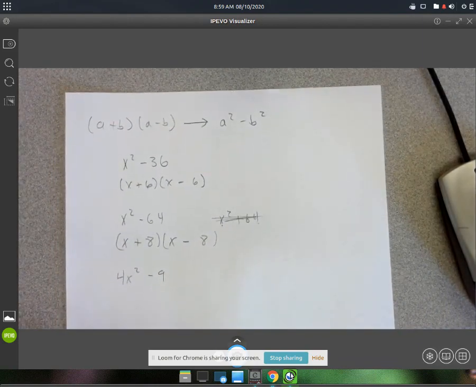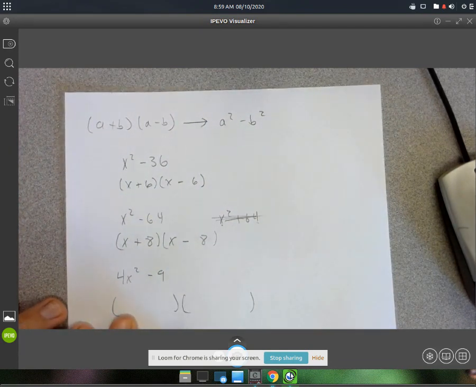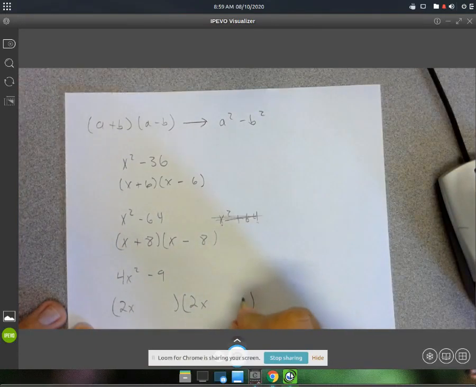And last one here. We're looking for some number times itself that will give us 4x squared. So what number or what thing times itself gives us 4x squared? That would be a 2x and 2x. And then what number times itself gives you 9? Well, that is 3 and 3.